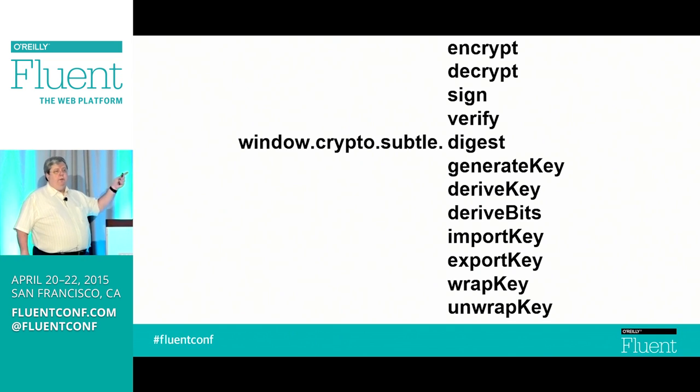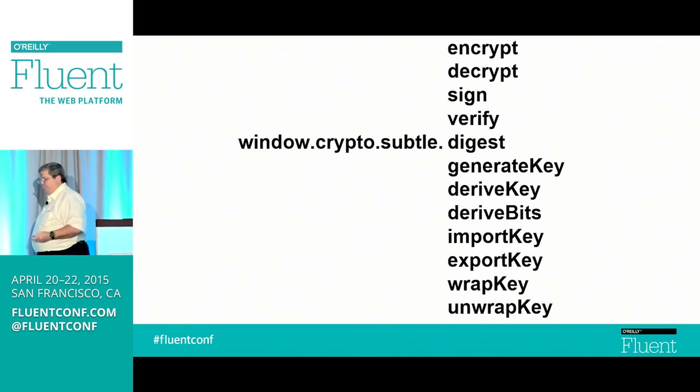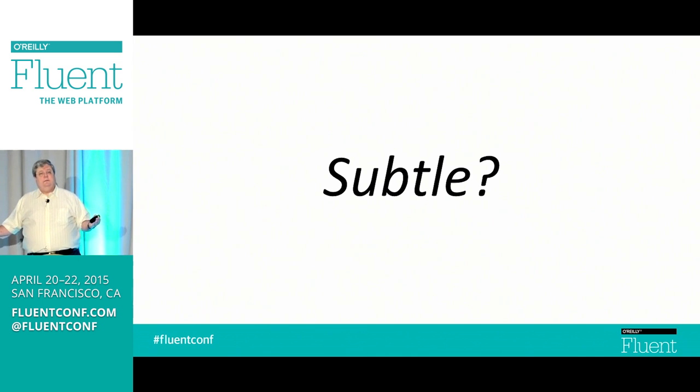These are the methods that can encrypt and decrypt messages, digitally sign and verify digital signatures, do message digests, and then a variety of methods for managing keys, creating them, importing them, exporting them, and so forth. This is exactly what we want. Although, when we first started it, we really were wondering, why is it called subtle? There doesn't seem to be anything subtle about the API, and there really isn't.